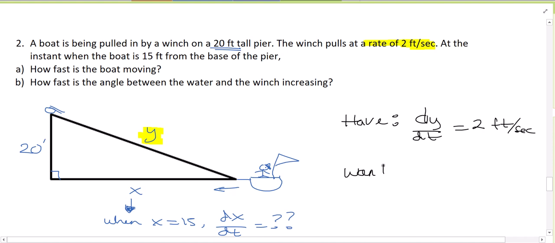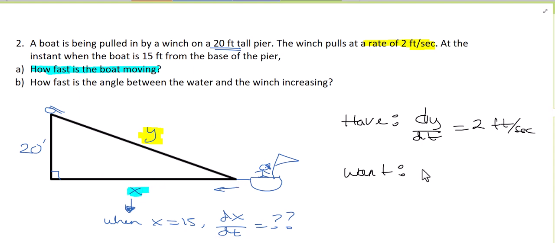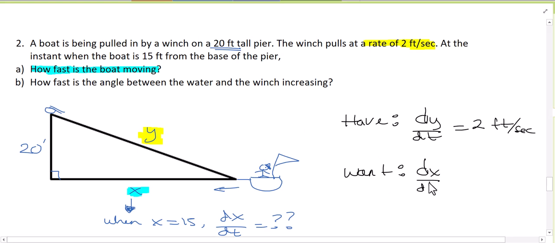And what do we want? We want to know how fast the boat is moving. So we want the rate of change of the boat. The boat distance is described by x, so that means we want dx dt when x is 15.